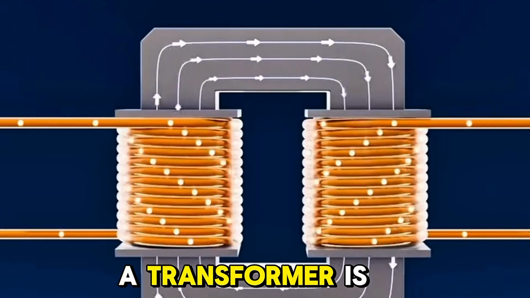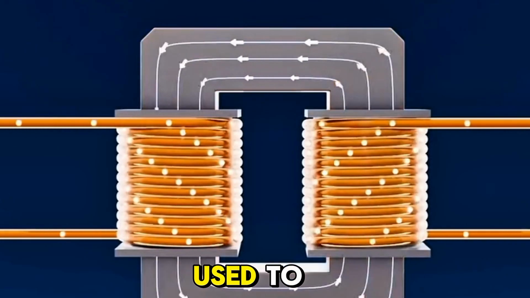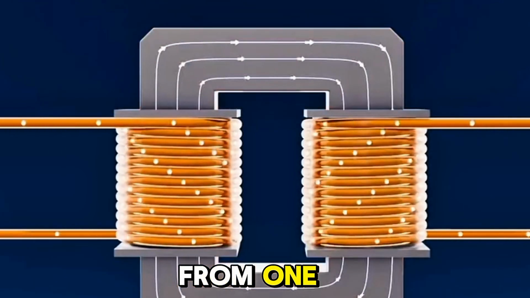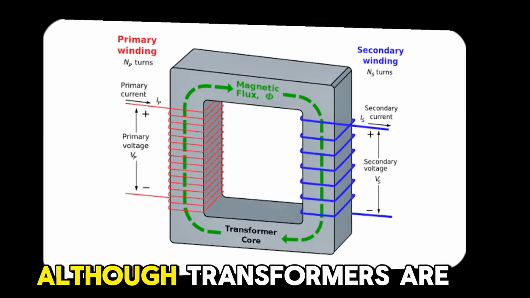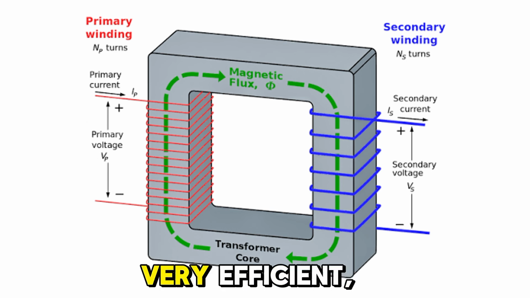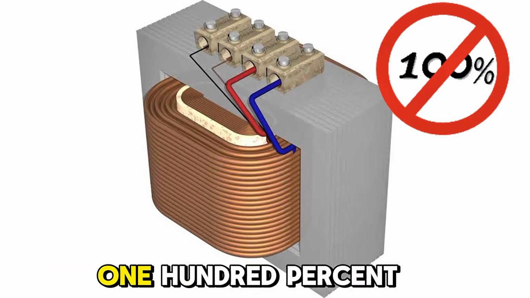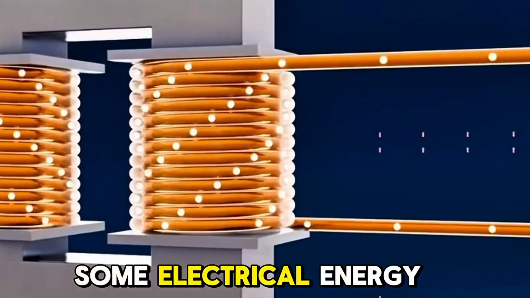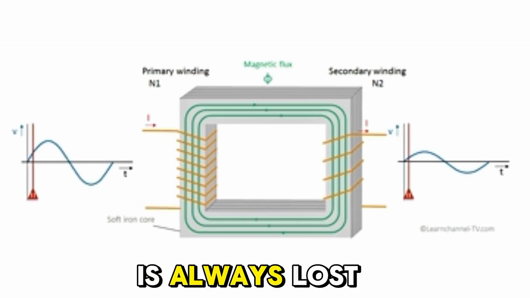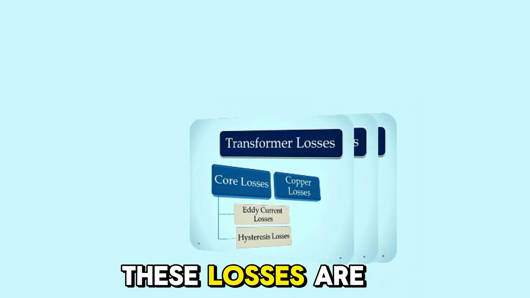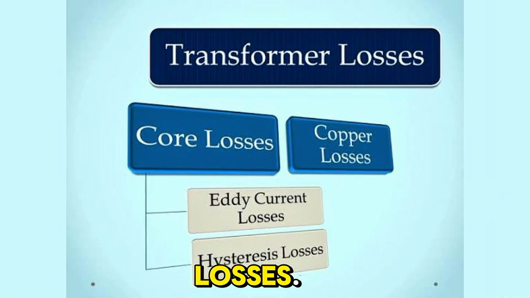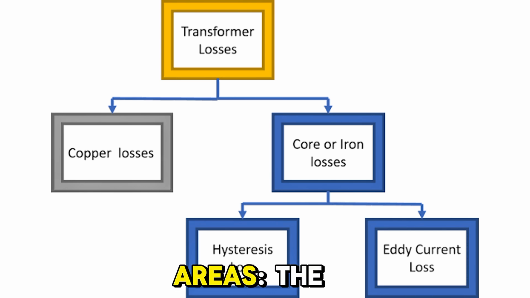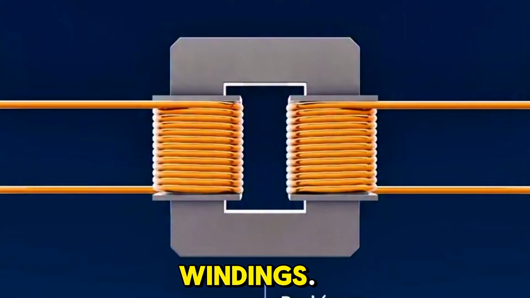A transformer is an electrical device used to transfer electrical power from one circuit to another. Although transformers are very efficient, they are never 100% efficient. During operation, some electrical energy is always lost. These losses are known as transformer losses. Transformer losses mainly occur in two areas: the core and the windings.